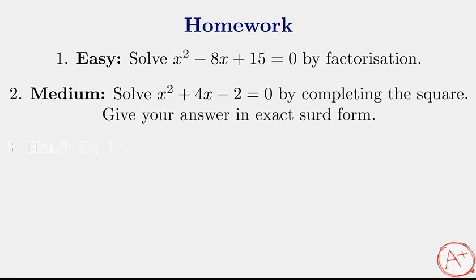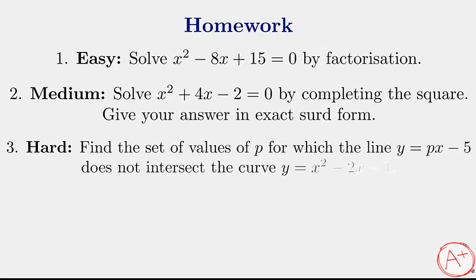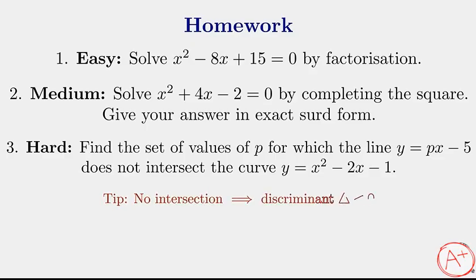Hard. Find the set of values of p for which the line y equals px minus 5 does not intersect the curve y equals x squared minus 2x. Take your time with the third question. Remember, no intersection means the resulting quadratic has no real roots. Pause the video now.